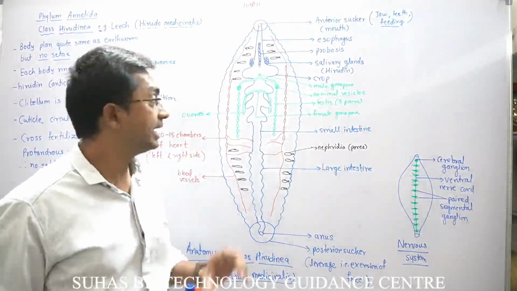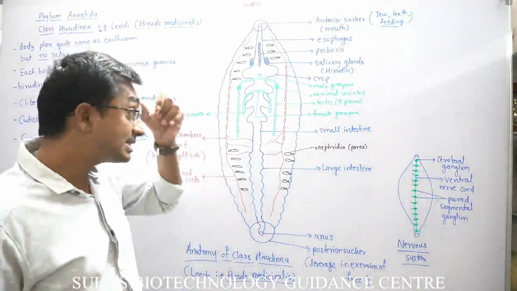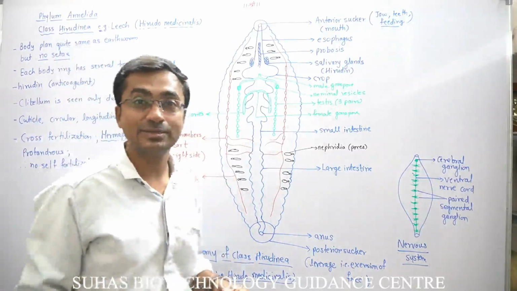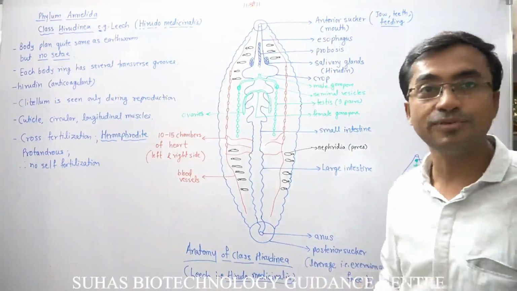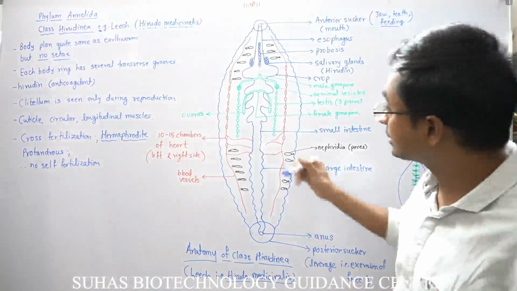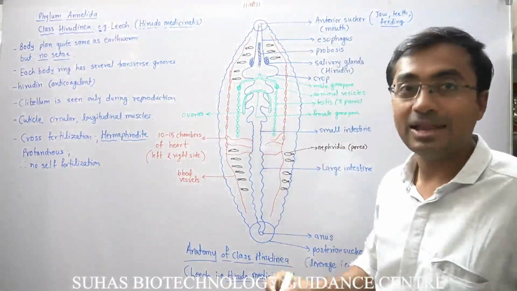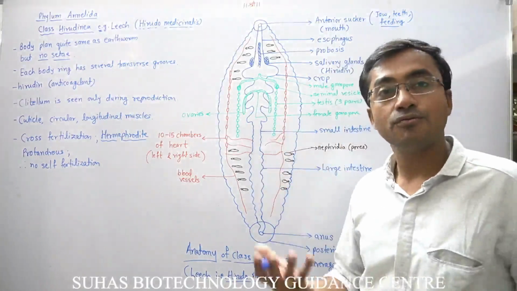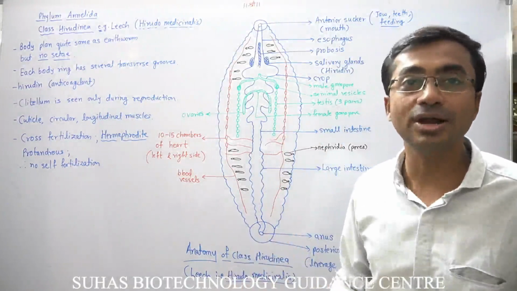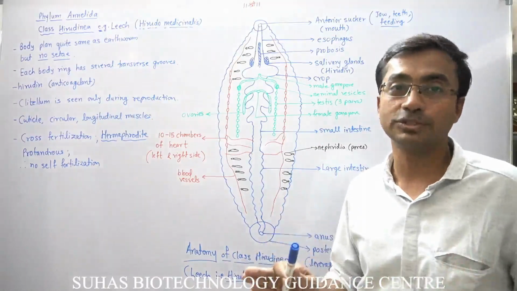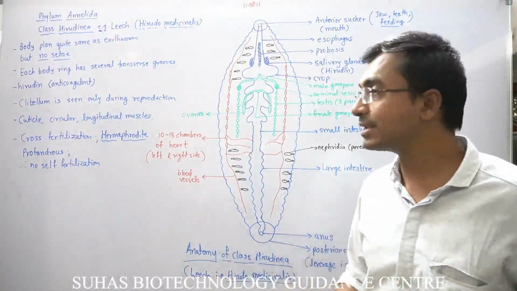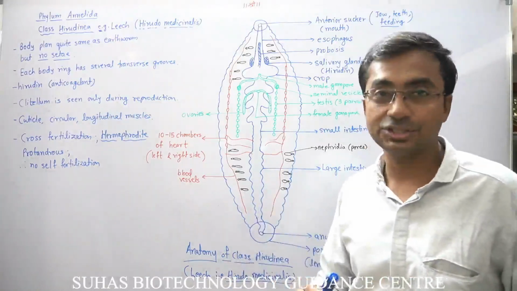This means in leech also self-fertilization cannot take place, because the male gametes will mature earlier as compared to the female. And if the male gametes are ready for fertilization but the female gametes are not ready, in that case definitely self-fertilization is not possible. Again, what takes place is cross fertilization.